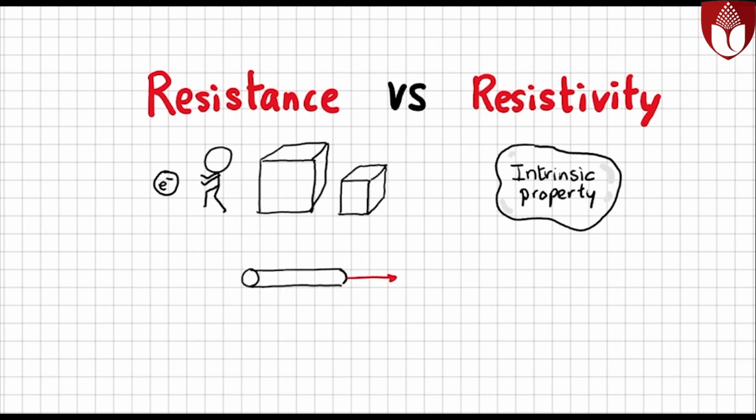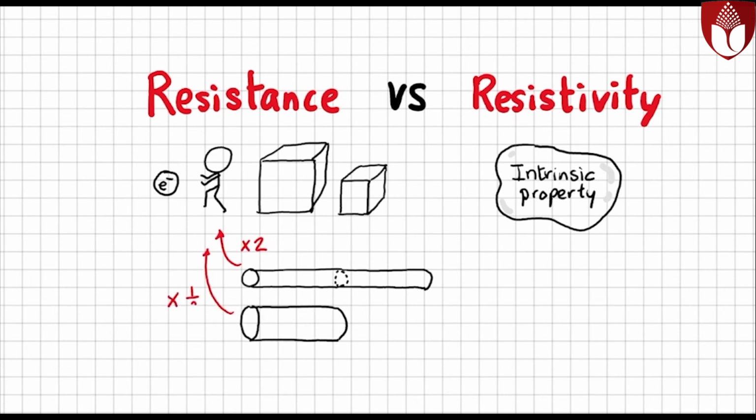So if I double the length of this wire, the resistance also doubles. But if I double the cross-sectional area, the resistance is going to half. But in both of these cases, the resistivity remains unchanged.